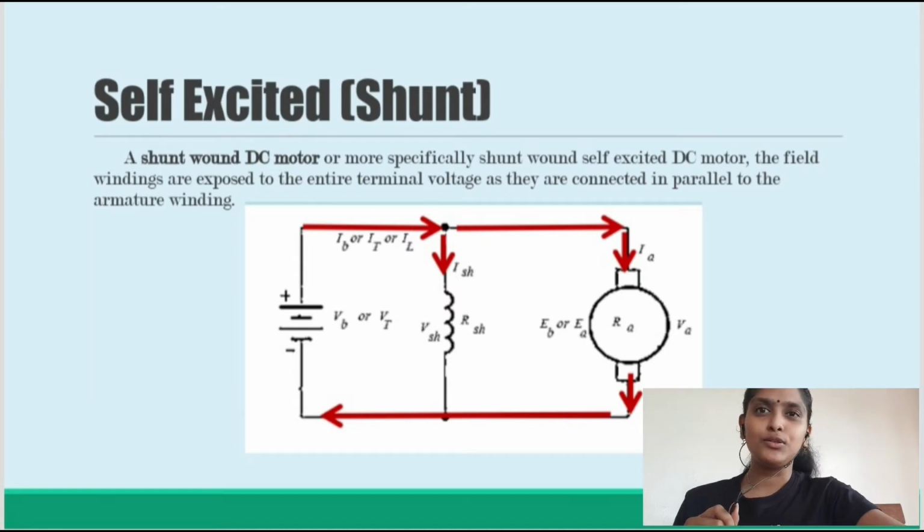I'm going to explain about the self-excited shunt DC motor. In a shunt DC motor, or more specifically a shunt self-excited DC motor, the field windings are exposed to the entire terminal voltage as they are connected in parallel to the armature winding.